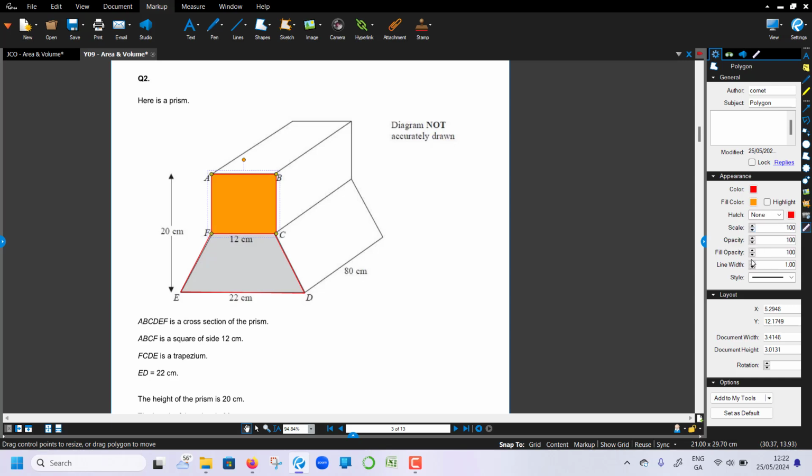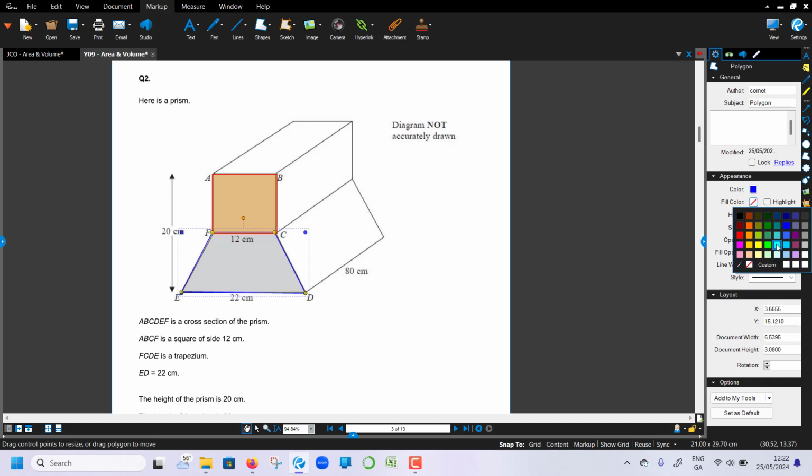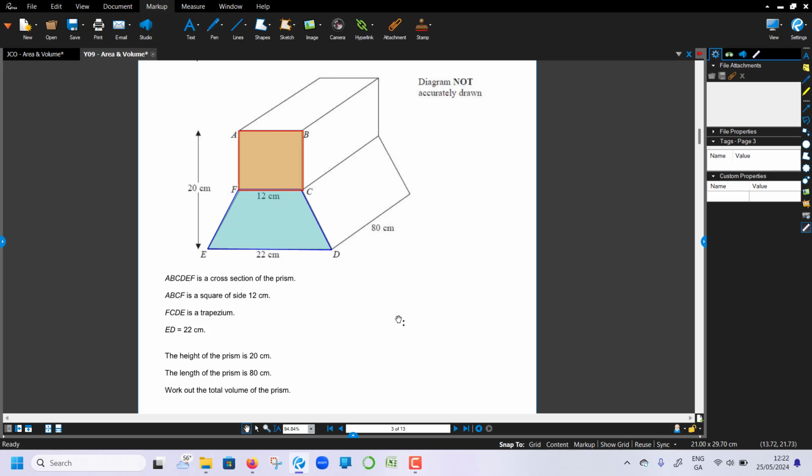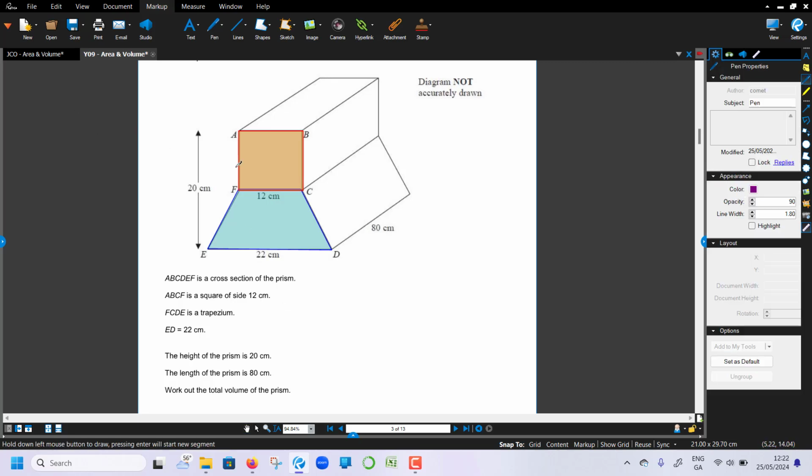I'll just color it in, and then I'll color this one in. So let's proceed. There we go. Well, let's look at this. Let's fill in what we know. So we're told this is a square of side 12. So that's 12. That's 12. That's 12. Cool. ED is 22. Yes.